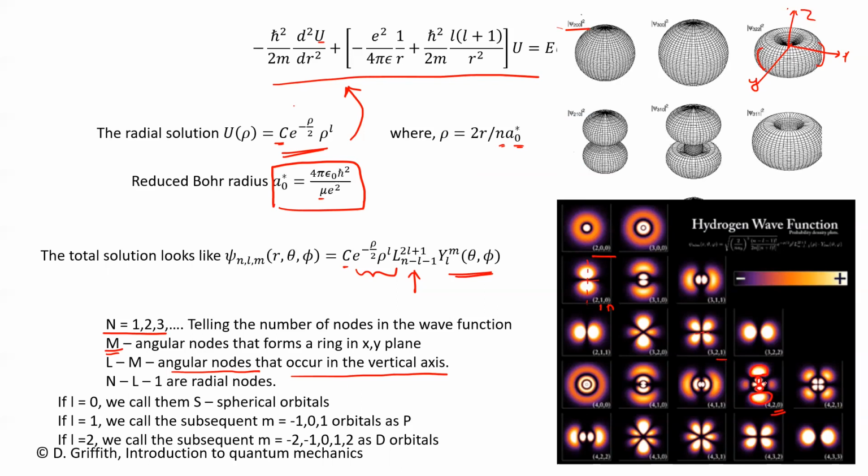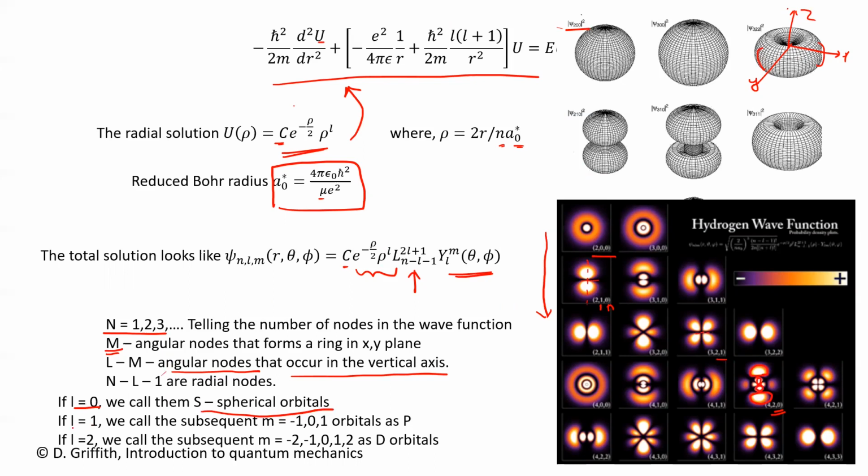A node is a point which remains stationary in space, right? Basically, it determines the frequency of oscillation. The higher the number of nodes, the higher the energy. So as you go down here, you increase the energy of the wave function. You also increase the nodes. Here, if L equals 0, we call them spherical orbitals, which means that you do not have any angular nodes in the vertical axis.